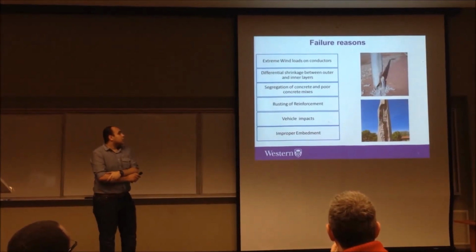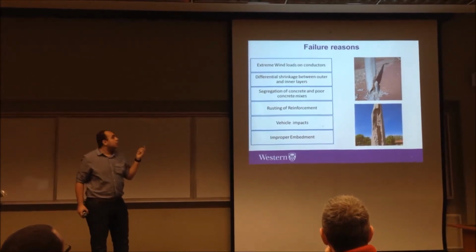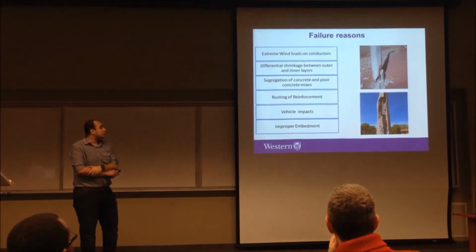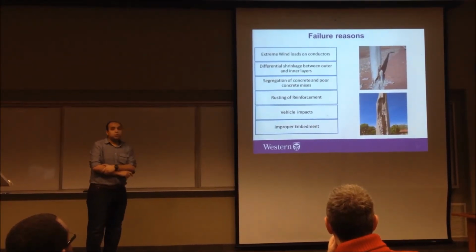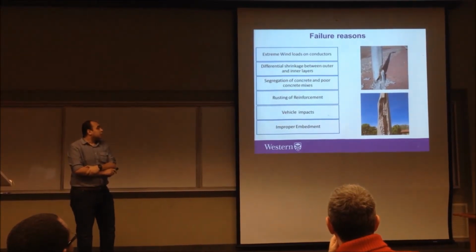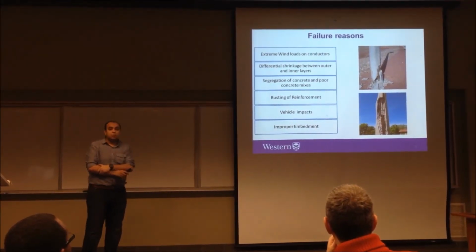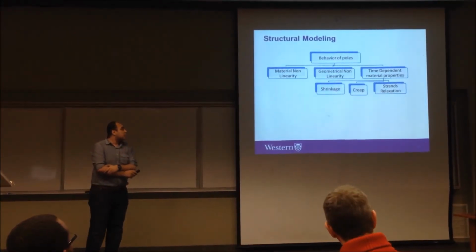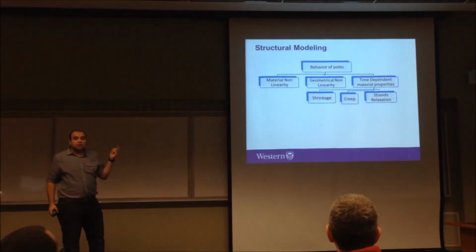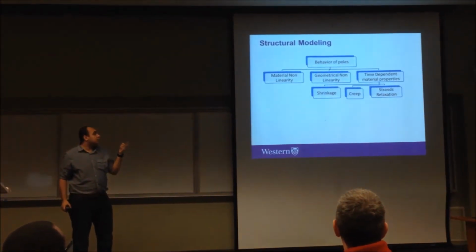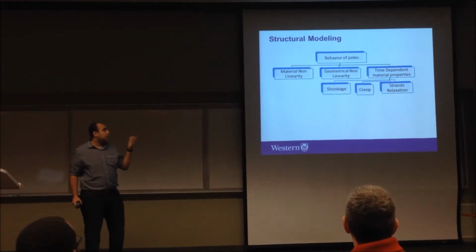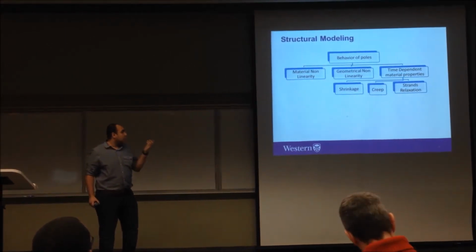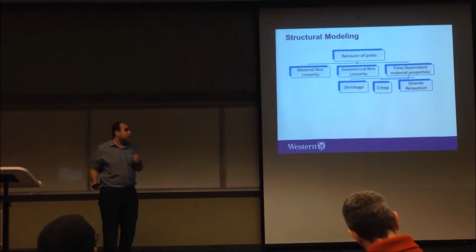The failure reasons of such poles are attributed to the extreme wind loads on conductors, the differential shrinkage between the outer and the inner layers, segregation of concrete and poor concrete mixing, rusting of reinforcement, vehicle impacts, and improper embedment. The structural modeling of such poles should take into consideration the material nonlinearity, the geometrical nonlinearity, and time-dependent material properties, which are the losses that might happen to the pre-stressing strands in such poles, like the shrinkage, creep, and strand relaxation.